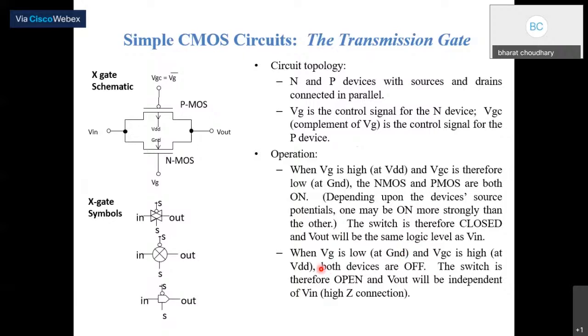When VG is low, meaning we are putting ground potential at the gate, then VG complement is high. That means both the devices are off. So the switch is therefore open, and V out will be independent of V in. This is also called the high impedance state. Whatever was there in the earlier stage will be replicated at the output. So this is also called the tri-state or high impedance state.